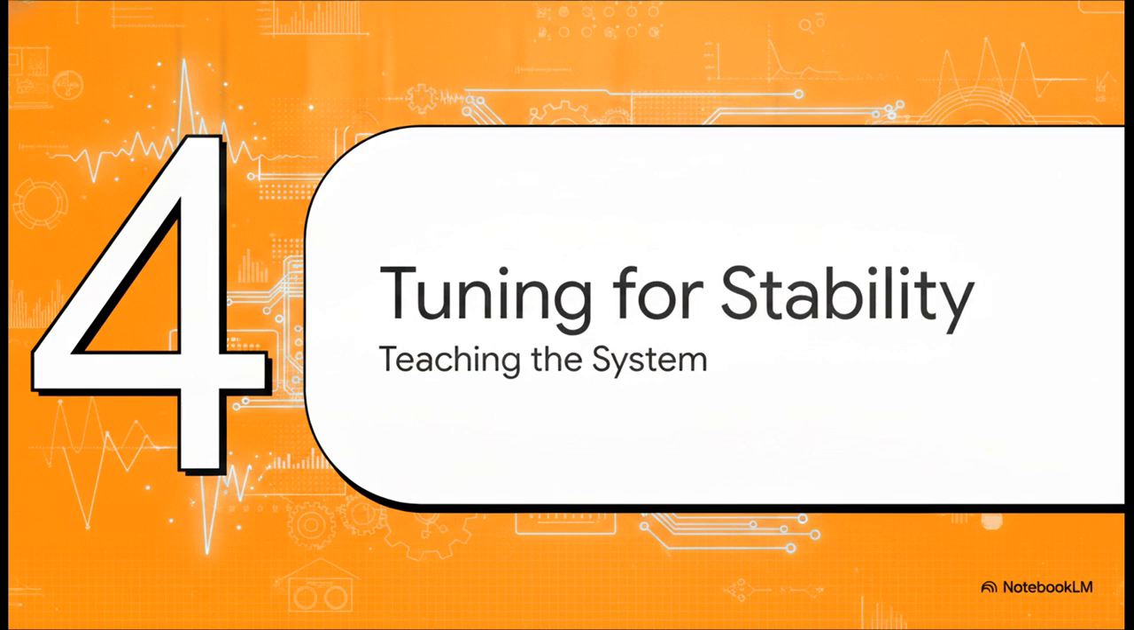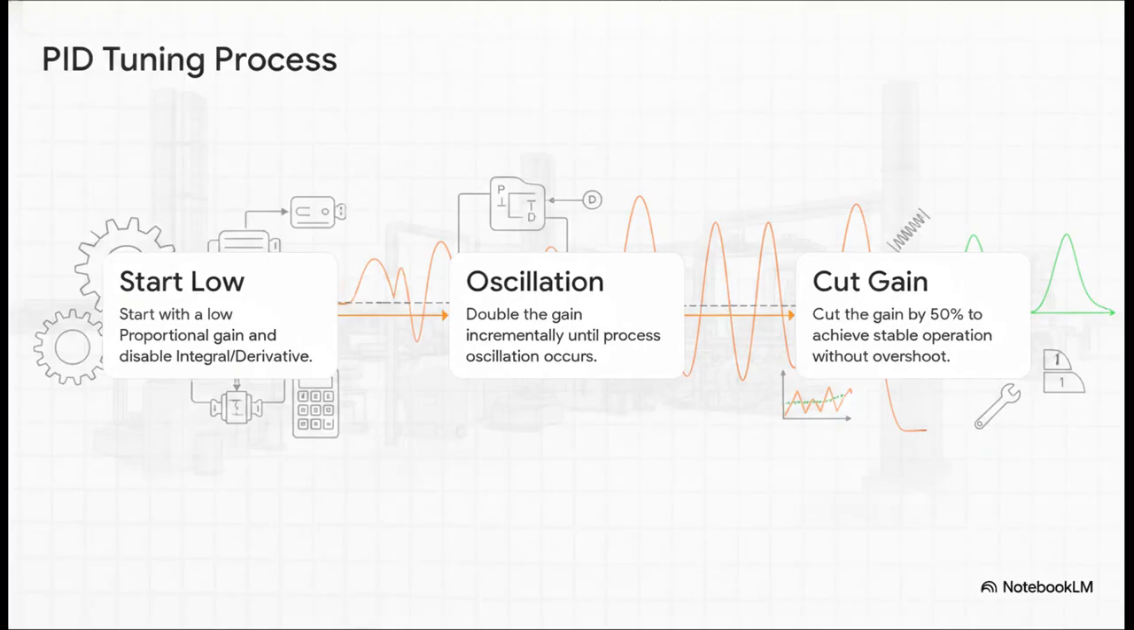Let's move to section 4, tuning for system stability. Okay, so you have your controller. Now you have to teach it how to behave, right? There is a really complex mathematical science to this, for sure, but out on the factory floor, the most widely used tuning method is simply trial and error. It's a highly measured, practical approach. You start with a very low proportional gain, say 0.1, and you completely turn off the other settings.